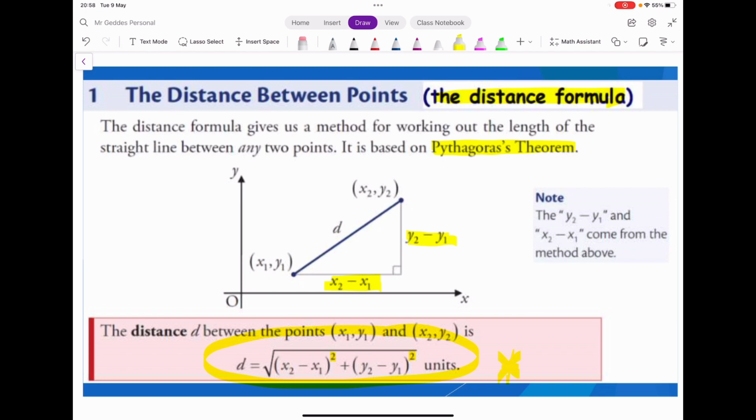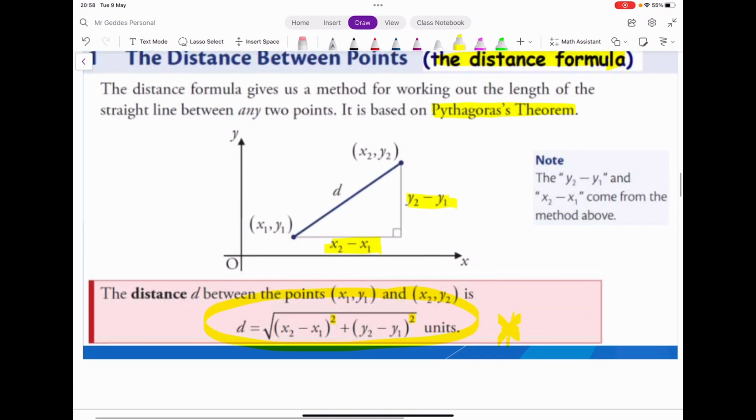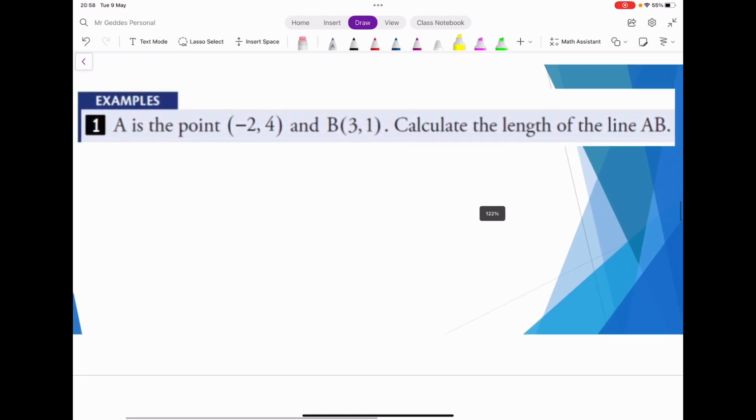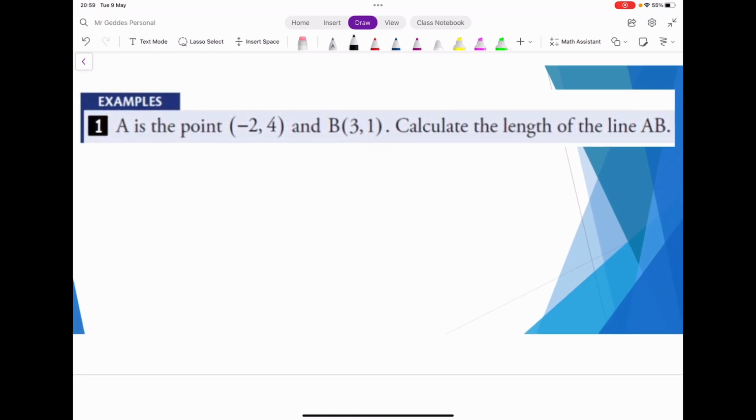Over here it says the note as well. y2 minus y1, x2 minus x1. It comes from the method above, from Pythagoras, and also from finding the gradient. But there's a lot of squares and square roots going on here. So let's see what we can do. We'll be given a wee example here, and we can do this together. You guys can fill in your notes as we go.